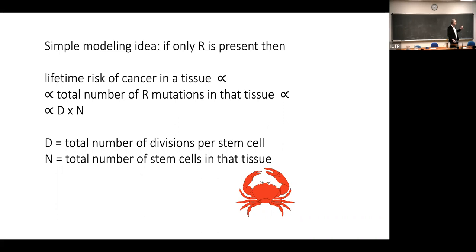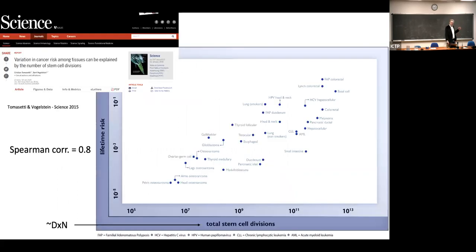By the way, another surprising thing is, before this paper, if you asked any doctor why there is more colorectal cancer than, I don't know, bone cancer, there was no answer. The answer would probably have been that it has something to do with environment. For example, lung cancer is the most common cancer type. Well, because of smoking, okay?